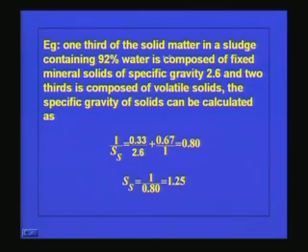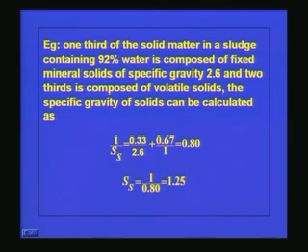Okay. So these are the information we have. First, we have to find out the specific gravity of the solids alone. We are not considering the water initially. We can use this formula: 1 by Ss is equal to the fraction of fixed mineral solids divided by its specific gravity, plus the fraction of volatile solids by its specific gravity.